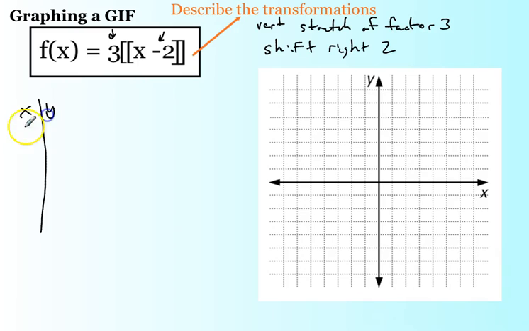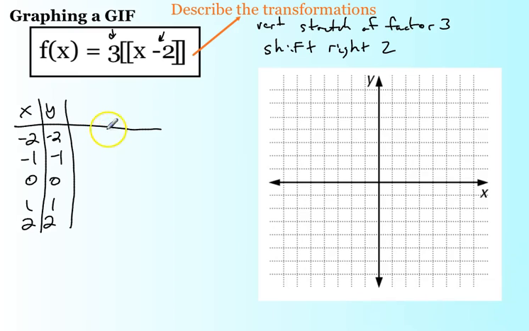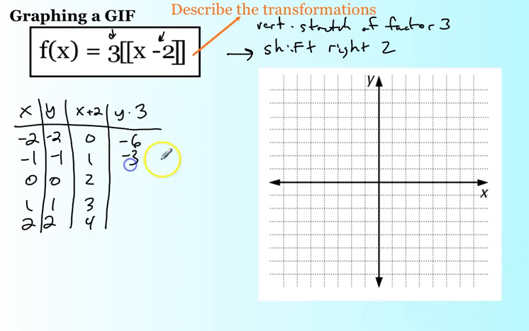Remember, let's make a table. Parent points: (-2, -2), (-1, -1), (0, 0), (1, 1), (2, 2). Those are my parent points. Now, I am going to do 2 transformations here. I'm going to start with my x ones. I'm going to shift to the right 2, so I'm going to add 2 to all my x's. And I'm going to take all my y's and multiply by 3 for that vertical stretch. And again, this is nothing new. This is what we've done with every other parent function. So let's apply those changes. So I'd be at 0, 1, 2, 3, and 4, right? And when I multiply by 3, -6, -3, and so on.